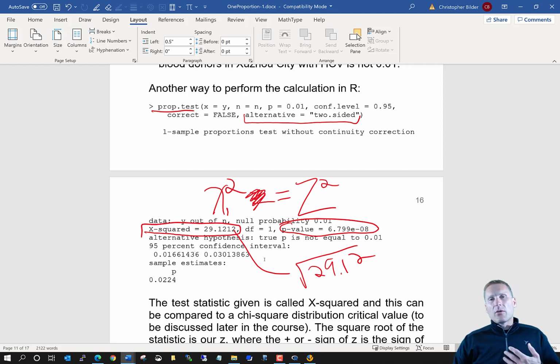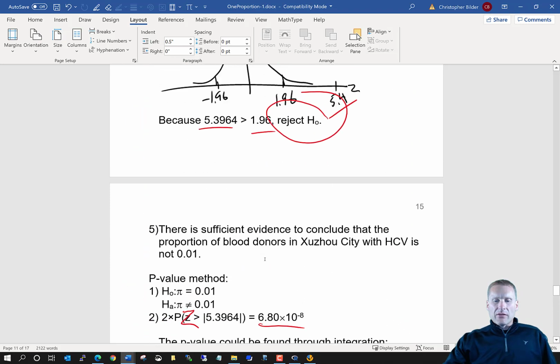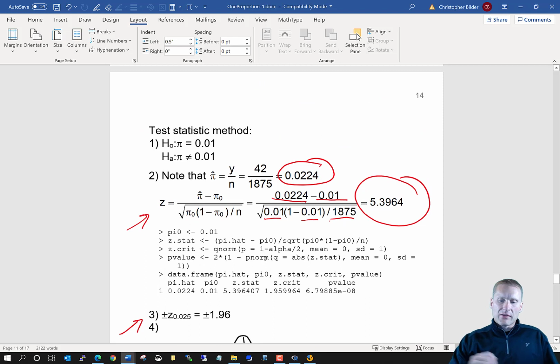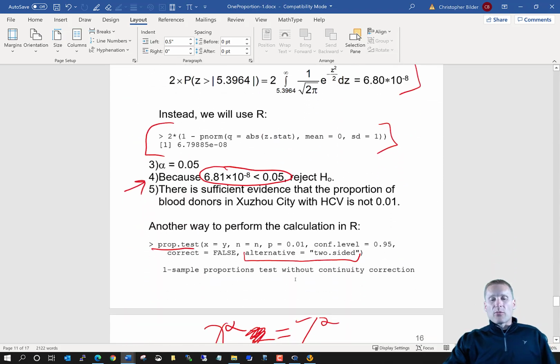Now, of course, we need to know, is it going to be the positive or the negative square root? The way to make that decision is you come back up to your test statistic itself and you look. Here's pi hat. It is bigger than the hypothesized value of pi, so thus I have a positive value. If instead pi hat was less than this 0.01, of course, then you would have a negative number. So that means z will be negative. And so then you would make that corresponding adjustment if you're just using prop.test itself.